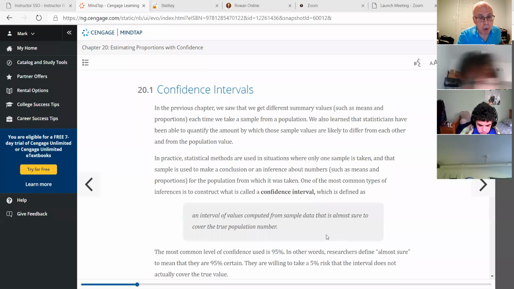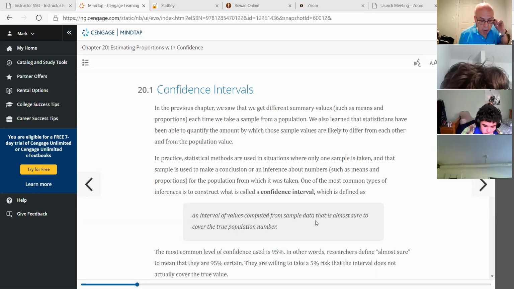And so the first thing we're going to do is actually go to the book. Now, in chapter 20, it's talking about confidence intervals, and what we're estimating in chapter 20 are proportions. And in chapter 21, we're going to be using confidence intervals to estimate population means. But we're not going to be reading very much of the chapters.